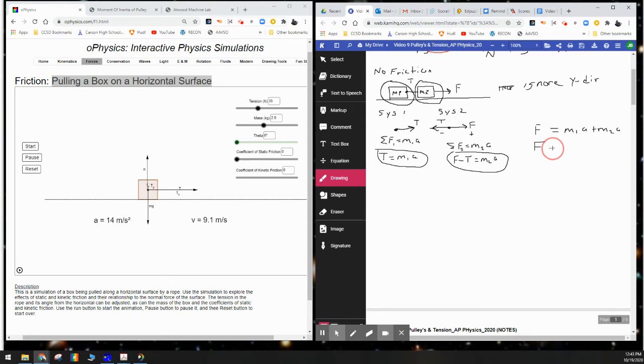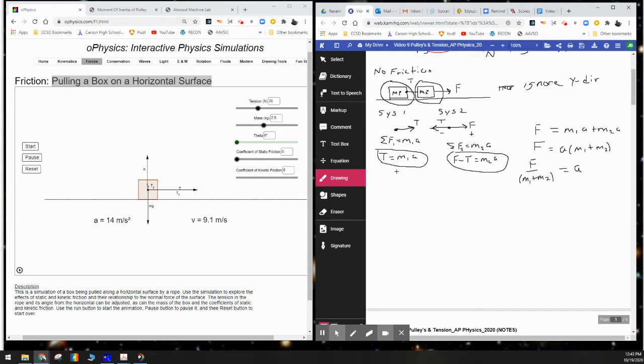Now I can factor out the acceleration, and I have F equals (M1 plus M2) times A. If I want to solve for acceleration, it's the applied force divided by the sum of M1 plus M2. That's the acceleration of the system. Once I have this, I can apply any of the kinematic equations to determine distance traveled, time traveled, final velocity, initial velocity, and things of that nature.